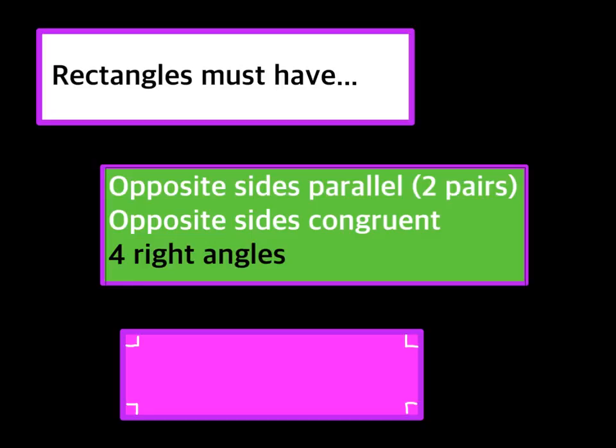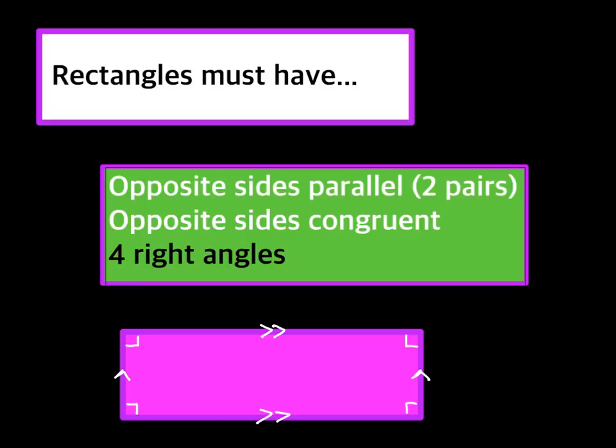So you can see here we said rectangles must have opposite sides that are parallel to each other. So you can see down here in my picture, this side is parallel with the other side. So left and right are parallel, top and bottom are parallel.